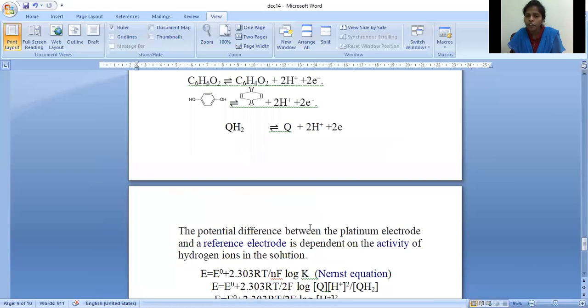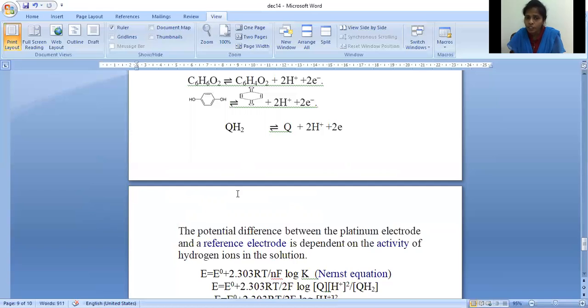The potential difference between the platinum electrode and a reference electrode depends on the activity of hydrogen ions in the solution. So here the potential difference, which is nothing but the electrode potential E value or E cell value, depends on the H plus ion concentration. Like potassium chloride concentration, it depends on the H plus ion concentration. That means acid concentration. If the acid concentration is changing, the E value also changes here.